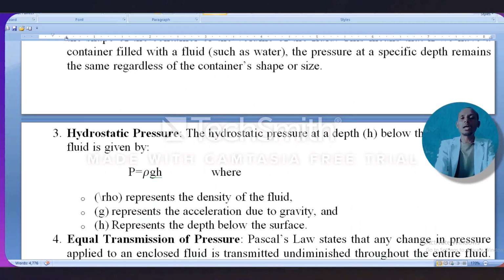hydrostatic pressure. The hydrostatic pressure at a depth h below the surface of a fluid is given by P equals rho times g times h, where rho, this symbol, stands for what? The density of the fluid. g represents the acceleration due to gravity, and h represents the depth below the surface. And the other one is what? The equal transmission of pressure.